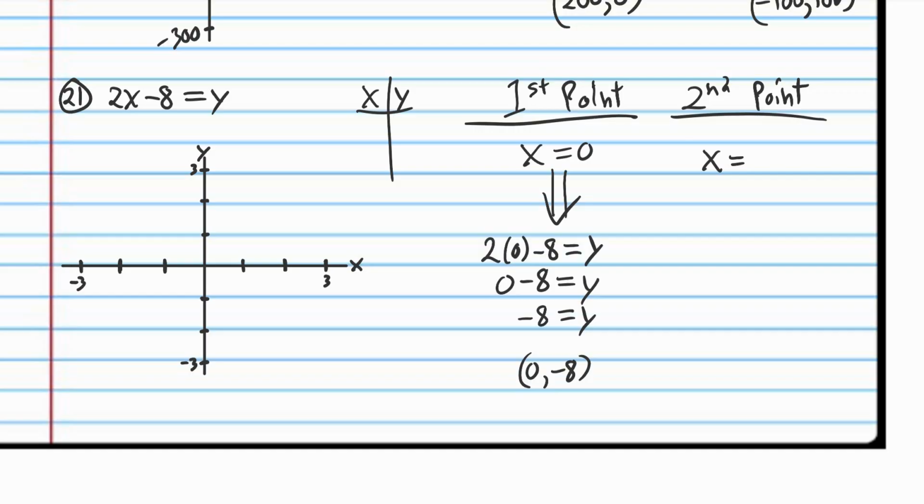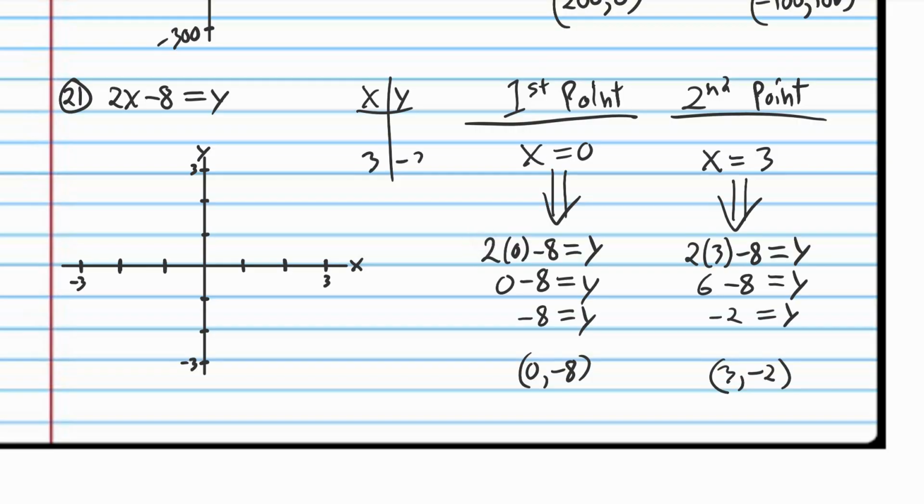So let's try x is equal to, let's see, 3. Then we have 3 and negative 2 is the coordinate. 3, negative 2, and 0, negative 8. So let's plot those points. First we have to change the scale though.